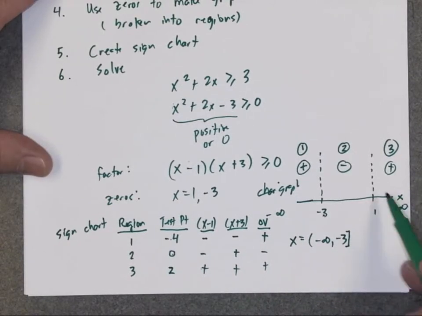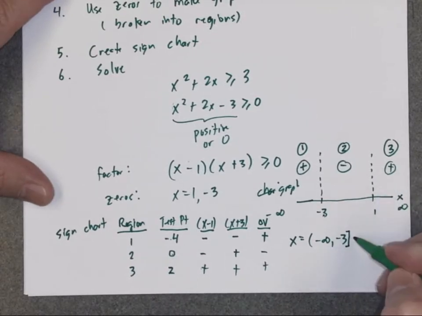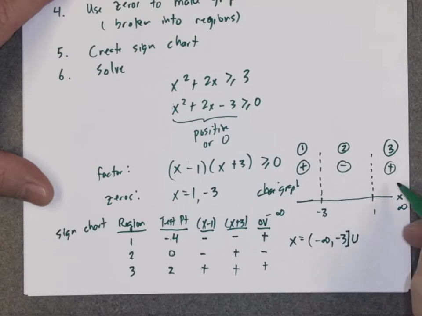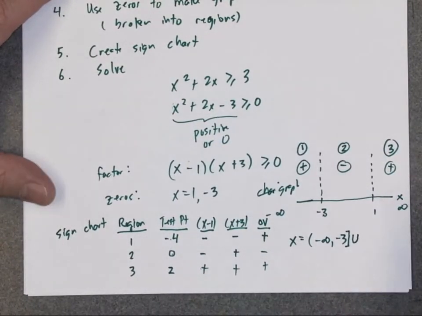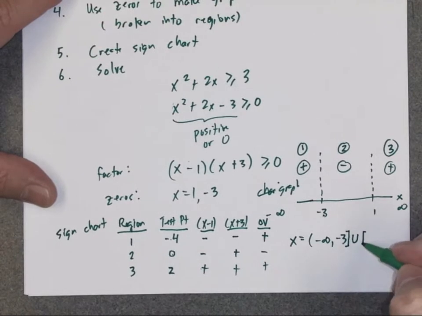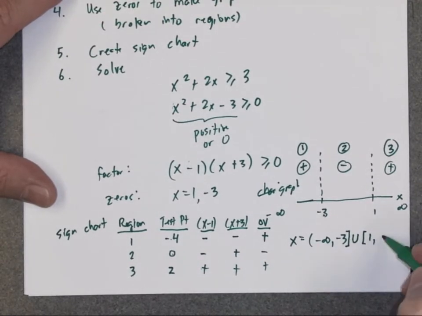But then I also have to include all the values of x in region 3 because it's also positive. So I'm going to union it. And I'm going to go to region 3. Once again, the number 1, if I plug in 1 for x, the whole thing would be 0, which is part of my solution. So another bracket. 1 to infinity.